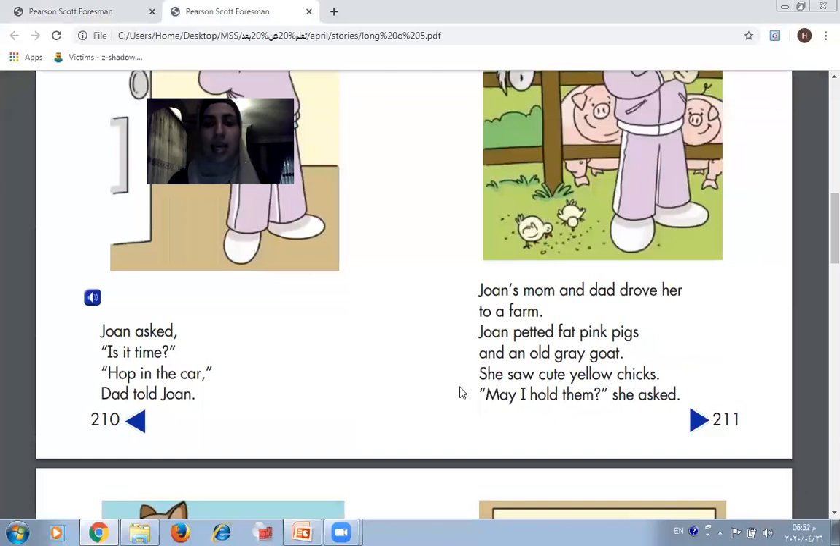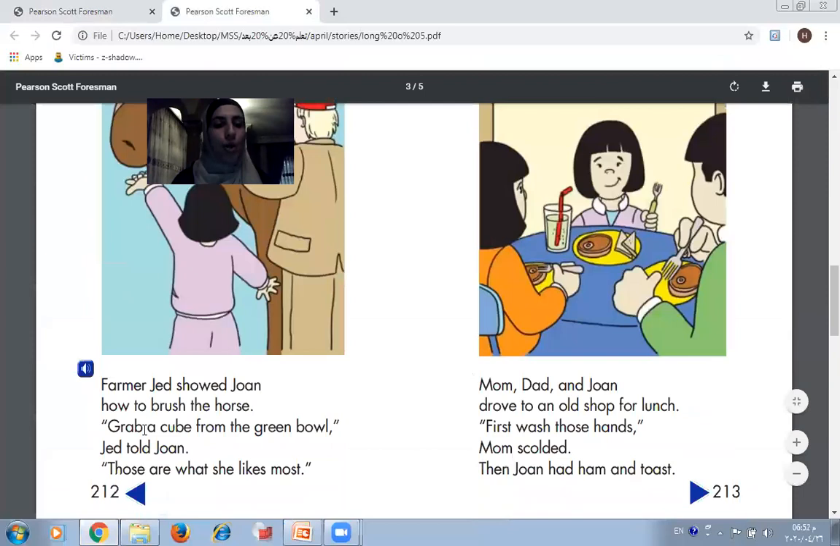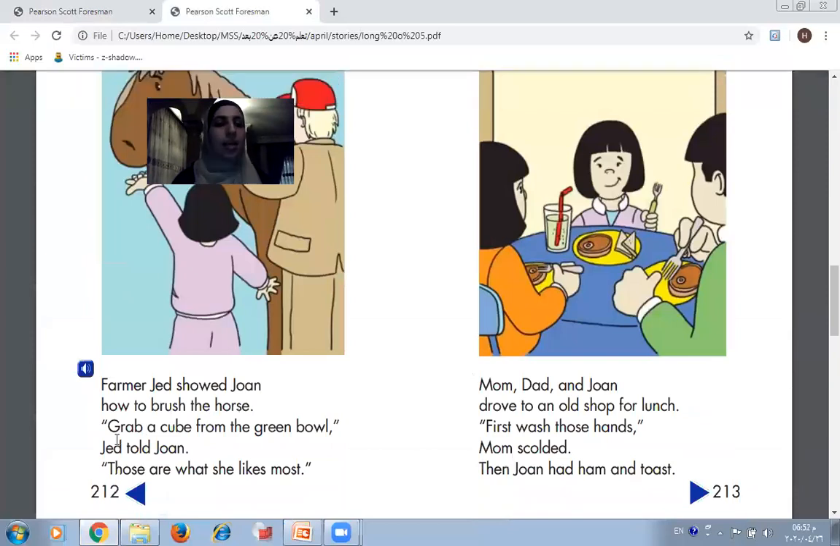Here you have an O and an A. She saw cute yellow chicks. May I hold them? she asked. Farmer Jed showed John how to brush the horse. Grab, here it's an ah, because it's only a vowel with no other vowel. It only makes an ah sound. Here you have a U, you have a long U, because you have here Mr. E. Mr. E will go to the U and say, hi U, what's your name? My name is U. U, cube, from the green bowl, Jed told John. Those are what she likes most.